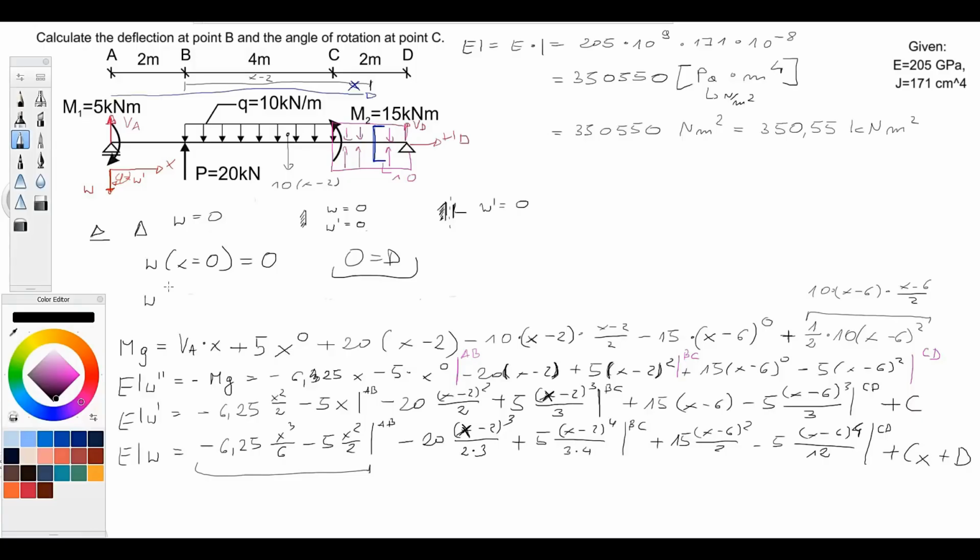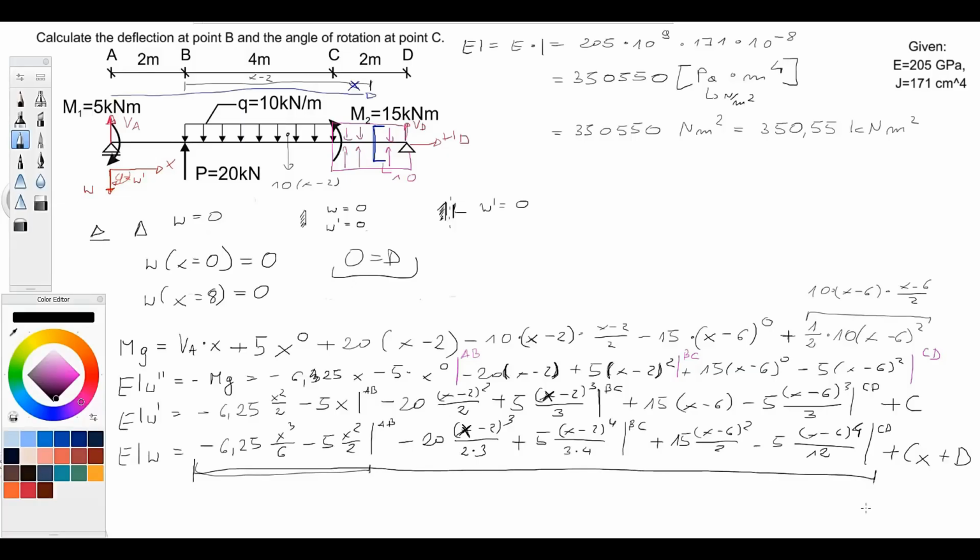And now the second condition is less pleasant. We have w of x equal to... Where is the second support? At point D. So point D has a coordinate, looking from 0: 2 plus 4 is 6, plus 2 is 8. So we have w for x equal to 8, also equal to 0. Unfortunately, point D is located in the CD range. So we consider everything from start to finish.